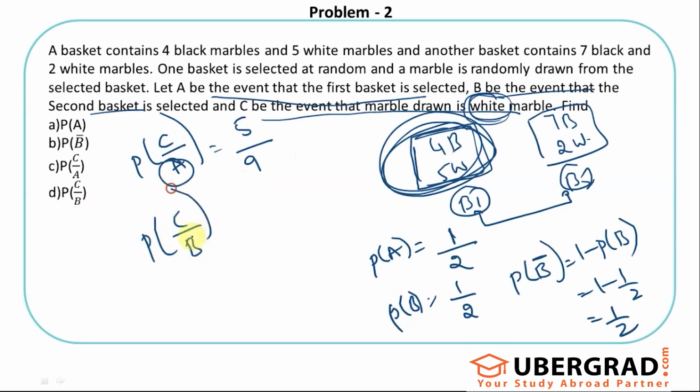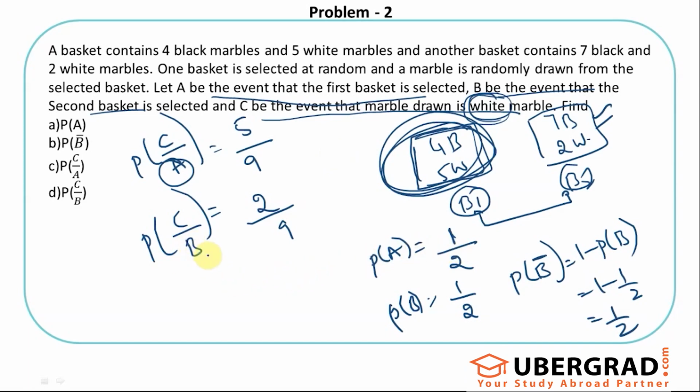What is the probability of C by B? Probability of picking a white marble given that second basket is selected. Second basket is this, the composition is 7 plus 2, 9 and white is 2, 2 by 9 is the answer. Right? This is as simple as it can get. Understand the fundamental concepts and you will be able to answer this very easily.